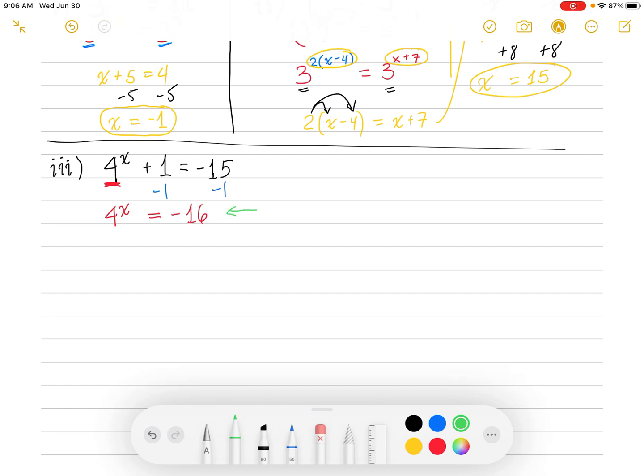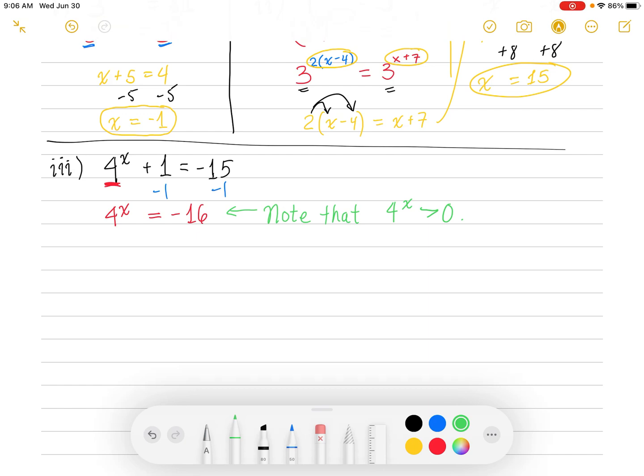Now you might be tempted to try to write negative 16 in terms of 4 to some power, but you can't. This is a negative number right here, right? Remember that 4 to a power is always positive, so this is not going to have a solution.